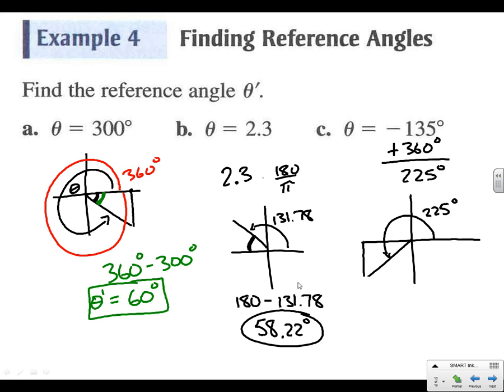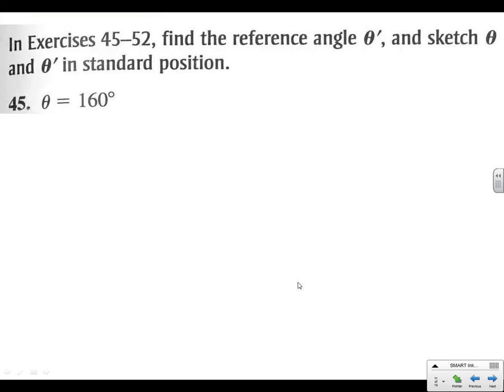What about just this part of it? On this one, we would say 225, take away 180, because we want to get rid of the first 180 degrees and just worry about the leftover piece. So that's 45 degrees, and that's what our reference angle would be. 225 has a reference angle of 45 degrees. See if you can find the reference angle for 160 degrees.